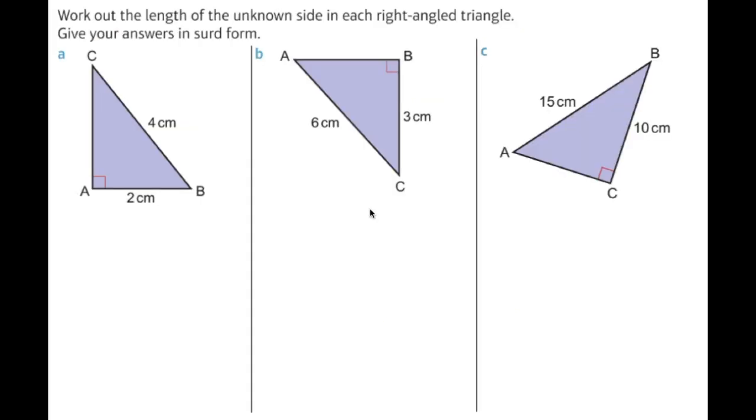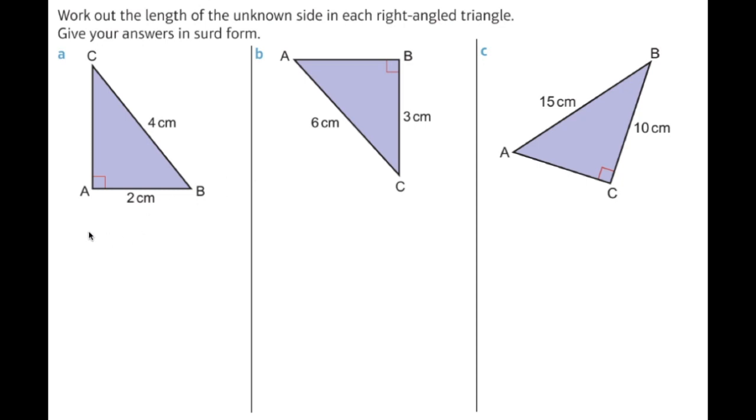Okay, your turn to have a go. Notice on each of these you've been given the hypotenuse, so you are finding the shorter side. Finally, it says give your answer in surd form, so that means giving it with the square root left in. Press pause, have a go. When you're ready for the answers, press play.